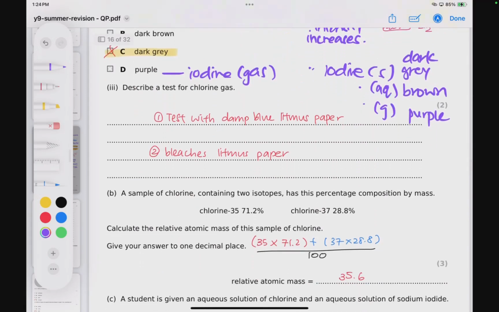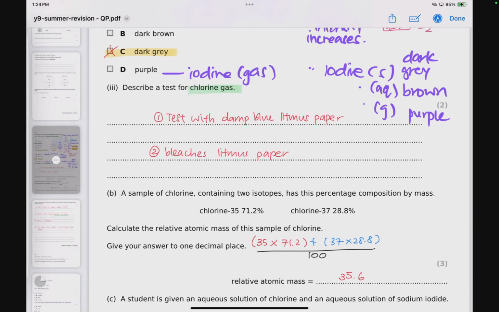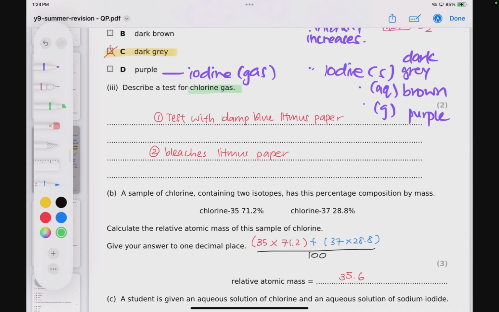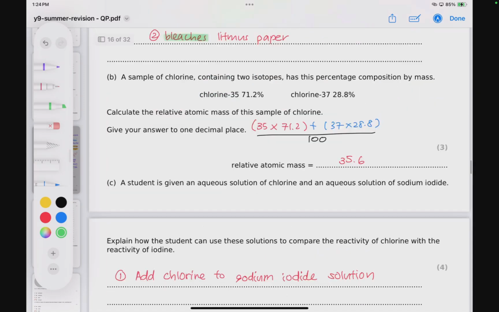Next, we need to describe a test for chlorine gas. Chlorine gas has a pungent smell, a really bad smell, but it has this very good feature of bleaching. So we start off with damp blue litmus paper. You need to make sure it's damp, because if not, it will not work. Then we have a 2-mark question on isotopes. We have chlorine-35 and chlorine-37, and they both exist in different percentages.